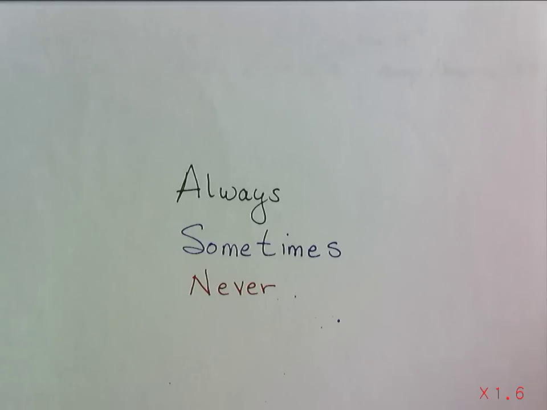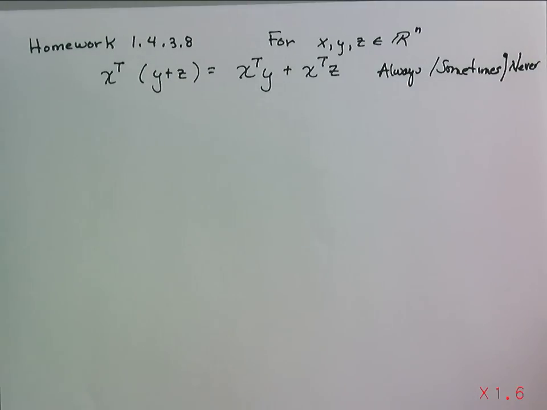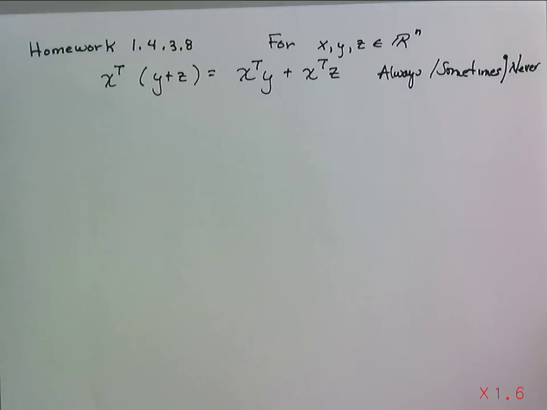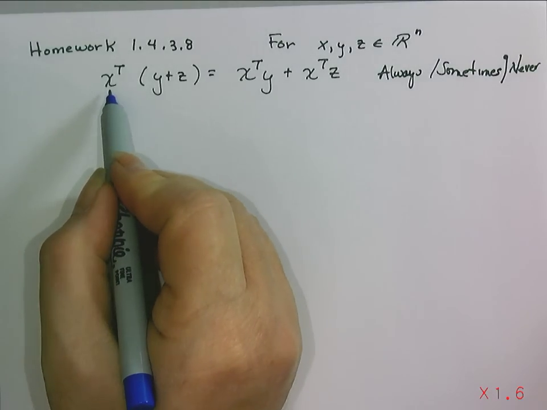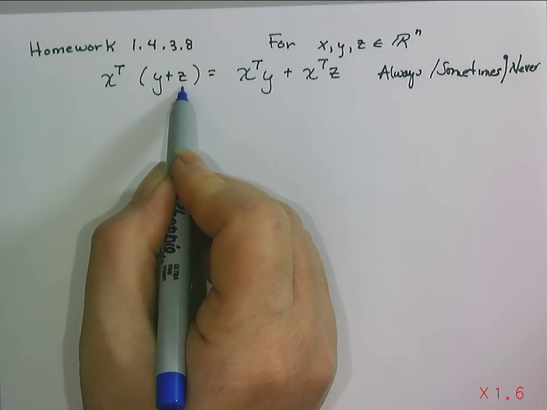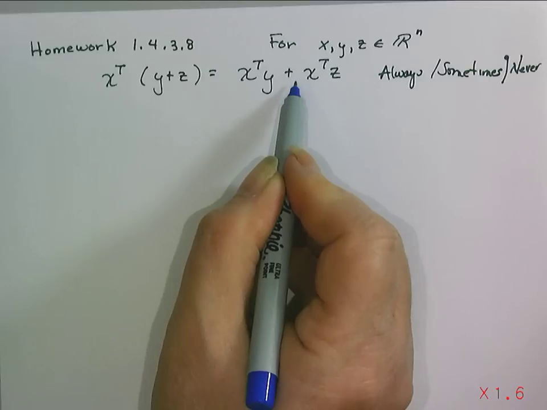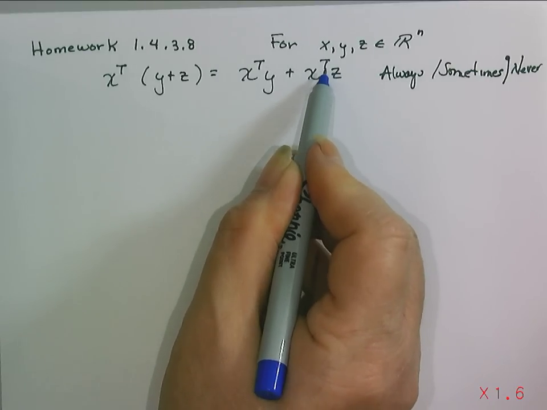Always, sometimes, never. Now we want to determine if we have three vectors, x, y, and z, all of the same size, is it the case, always, sometimes, or never the case, that the dot product of x with the quantity y plus z is equal to the dot product of x with y plus the dot product of x with z.